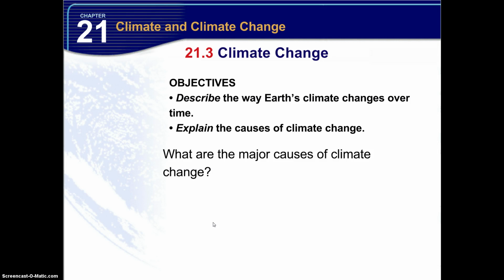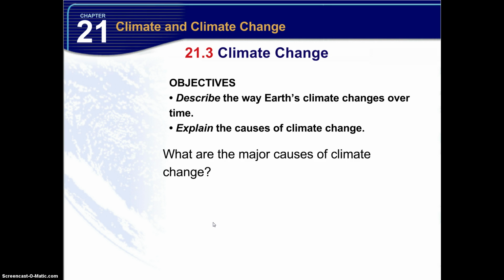And our last section in chapter 21, 21.3, climate change. Our objectives: describe the way Earth's climate changes over time and explain the causes of climate change. This is a hot button topic right now around the world, and especially within our society here in the United States. So big question here, what are the major causes of climate change?